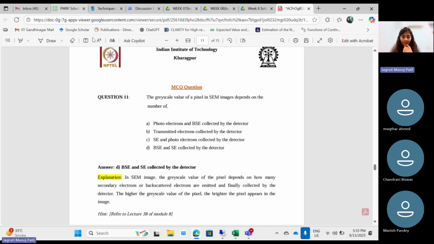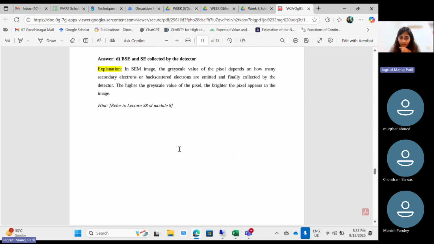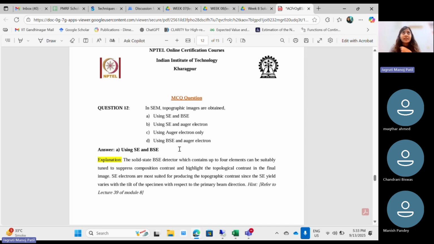Then you have this one. The grayscale value of a pixel in SEM depends on what? So grayscale value is nothing but the number of detector electrons that we are detecting by the detector. Okay, it's done now.